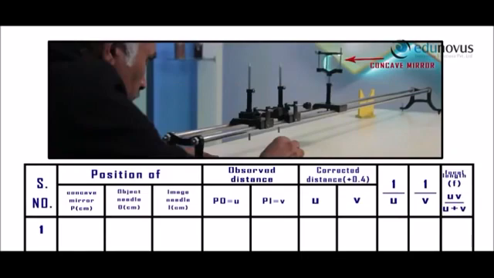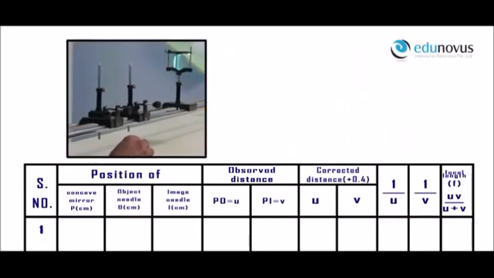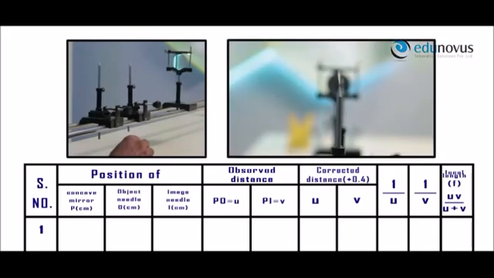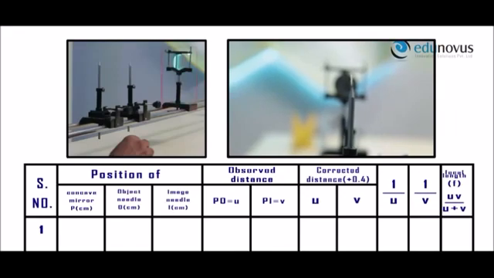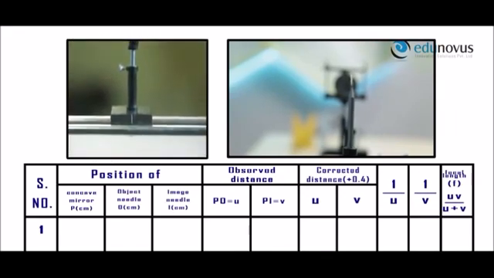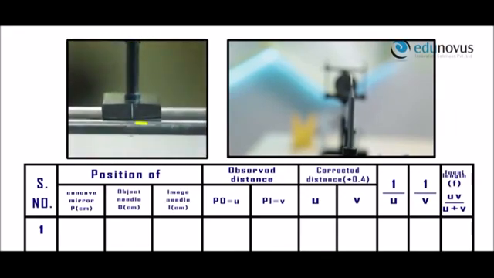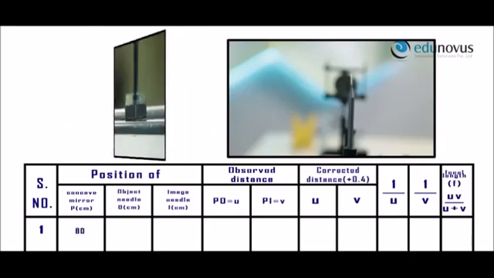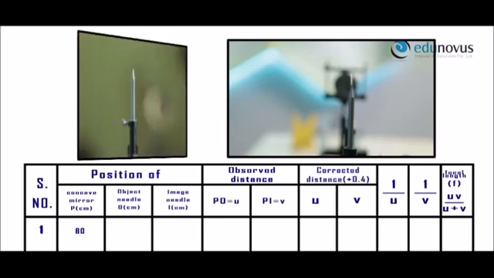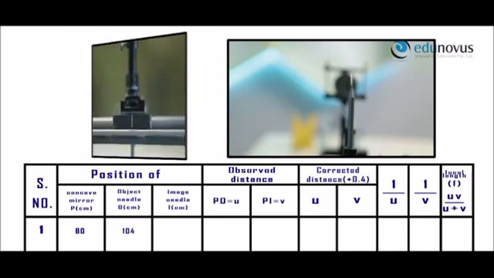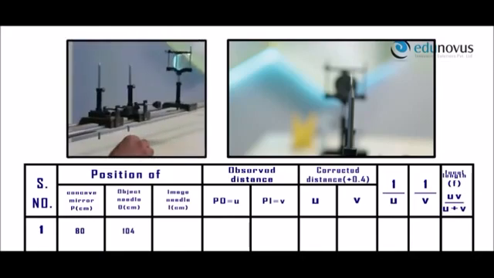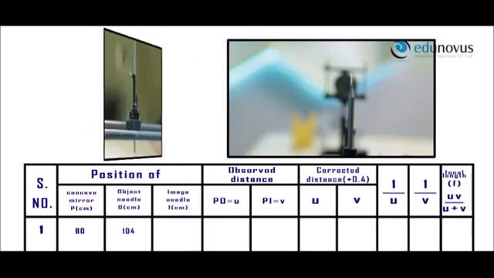When the concave mirror, object needle and image needle are placed on the optical bench, the inverted image of the object needle without any parallax is observed over the image needle. Then the position of the concave mirror is at 80 centimeters. Object needle is at 104 centimeters. Image needle is at 129 centimeters.